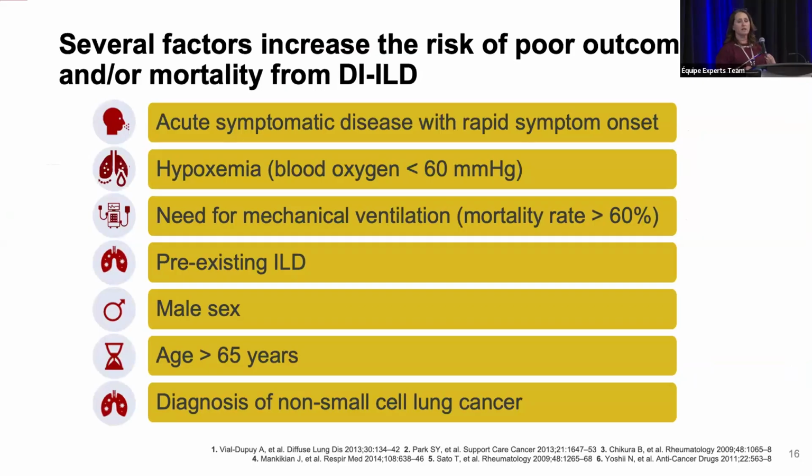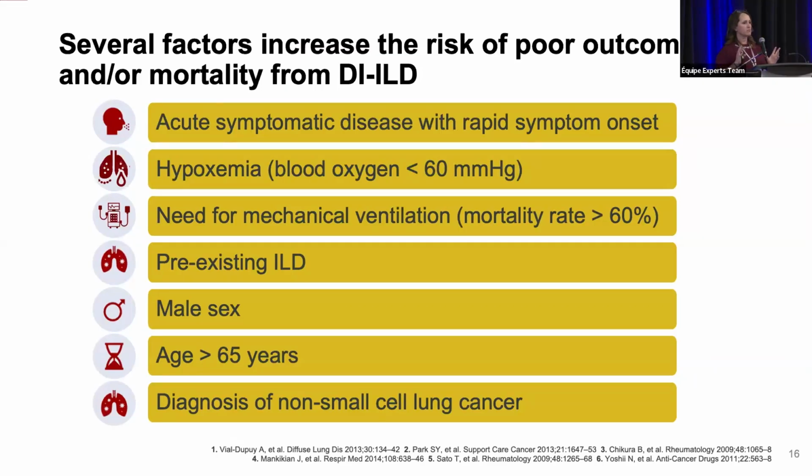Then we look at some risk factors that may increase the risk of morbidity and even mortality, because we know that pneumonitis happens more frequently than some of the toxicities we saw earlier this morning, like myocarditis. Myocarditis carries a higher mortality, but pneumonitis, if not caught early and treated early, carries a high risk of mortality.